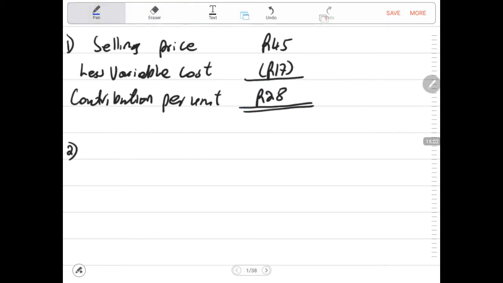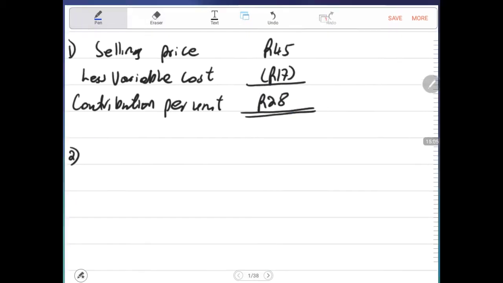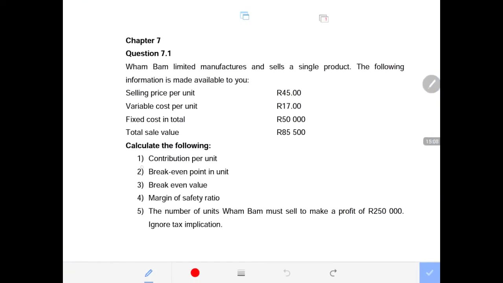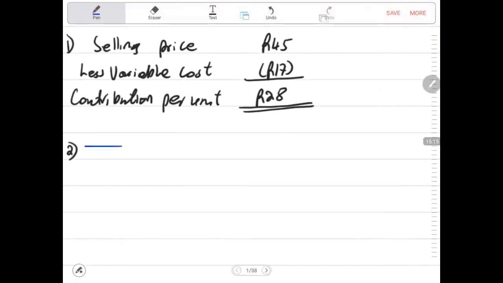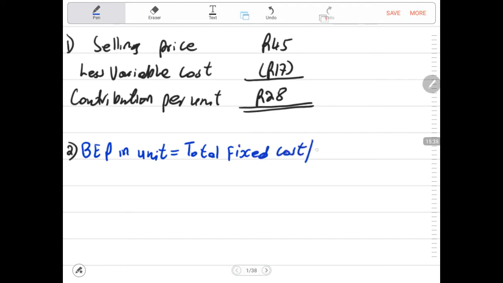Now we go to number 2. Number 2, we are required to calculate exactly the break-even point, which is the total fixed cost divided by contribution per unit. Now we have our break-even point, BEP, in units. Please write the full details, don't use abbreviation. It is total fixed cost divided by contribution per unit.